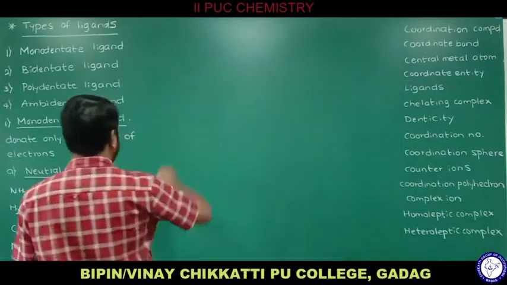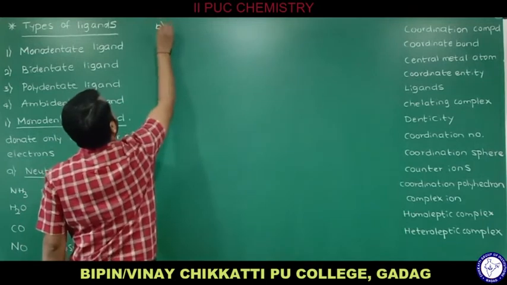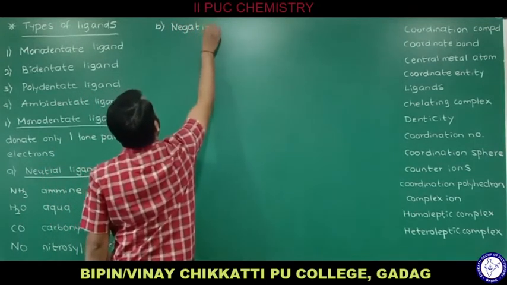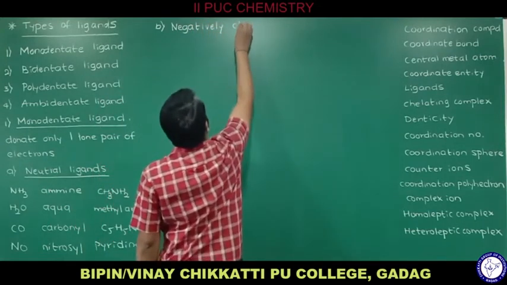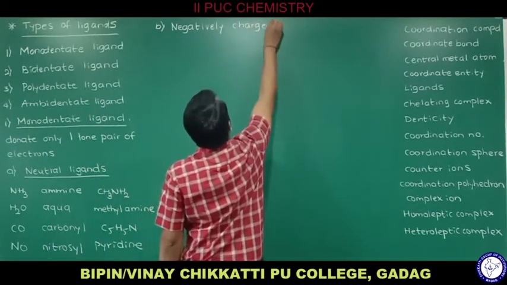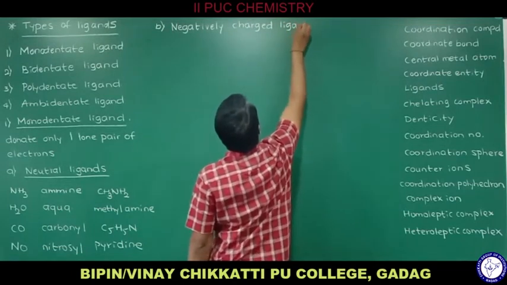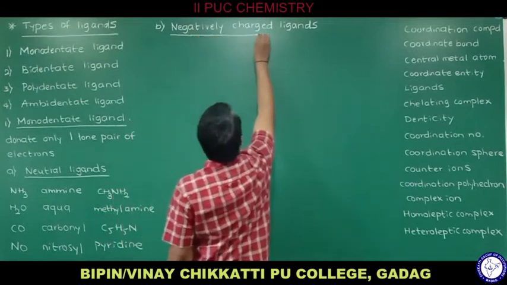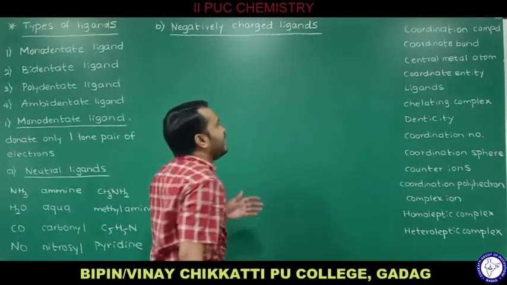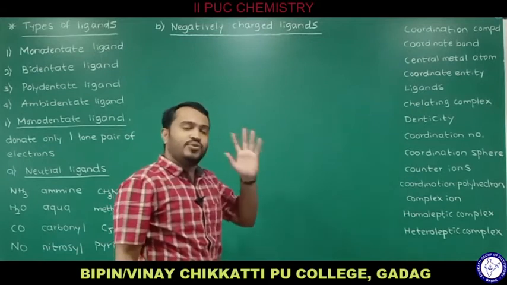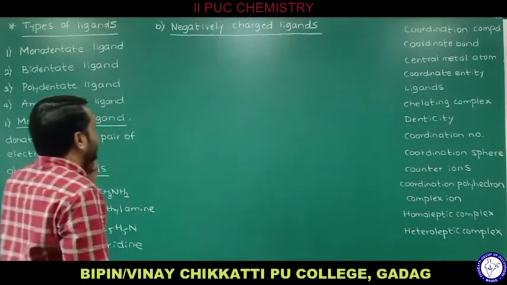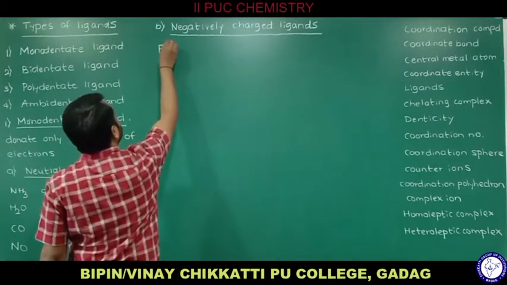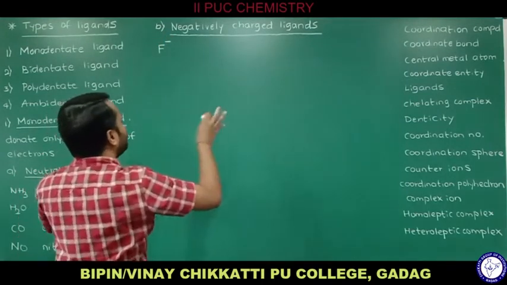Second class I am going to consider B, and in B I consider negatively charged ligands. We'll see the examples in this case. Negatively charged ligands, as the name indicates, are ligands with a negative charge and they are going to donate one lone pair of electrons to the central metal atom. So negatively charged ligands, we have examples. Let me write the example. Just observe the symbols as well as names. Both I am going to write here.